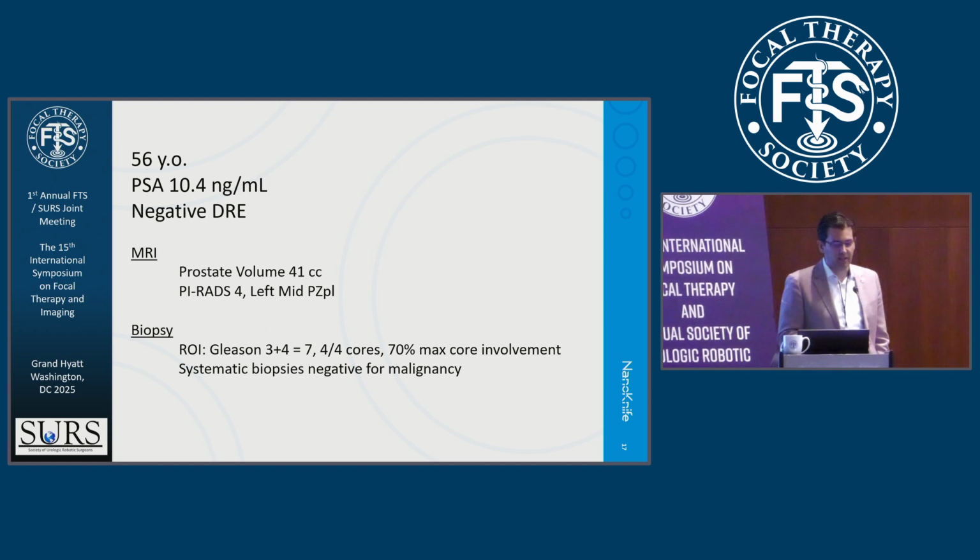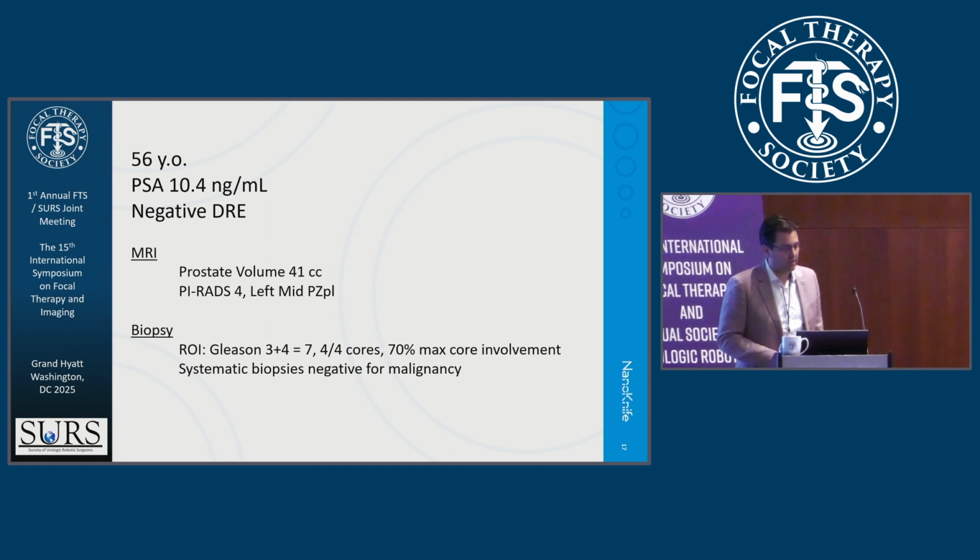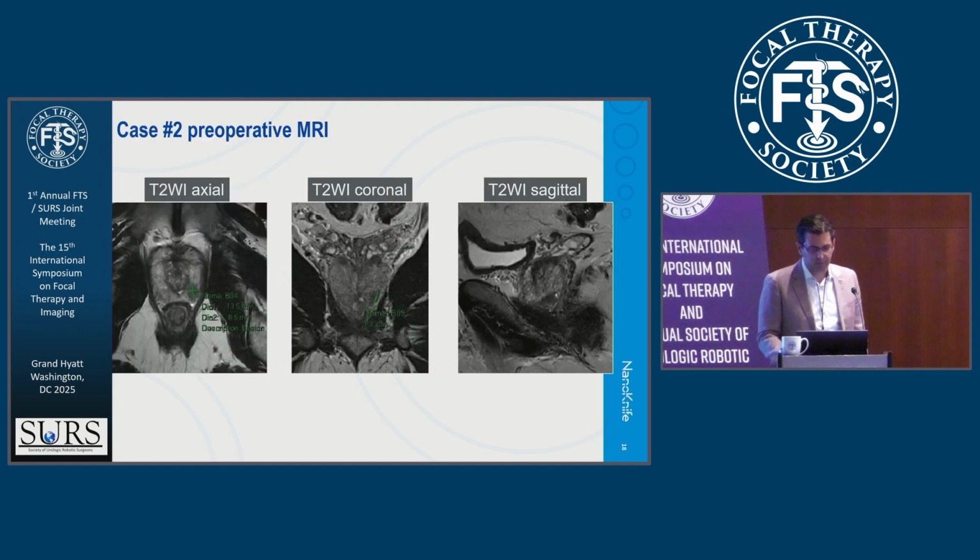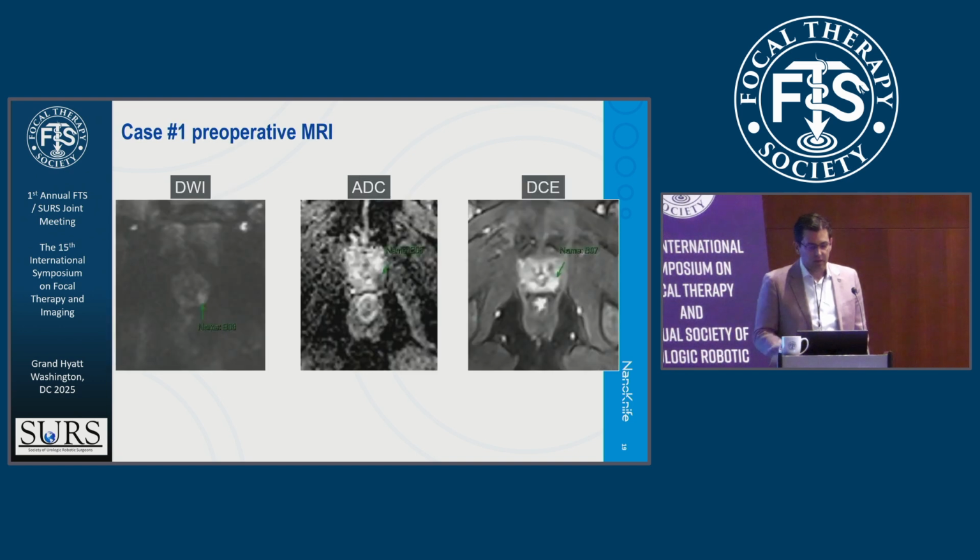56-year-old, PSA is 10.4, negative DRE. The prostate volume is 41 cc's. He has a left mid PZPL lesion, grade group 2 on biopsy, 70% max core involvement. We have the lesion on the T2. You can clearly see it. It's organ confined, no signs of EPE. The DWI shows high signal, ADC, and focal DCE.